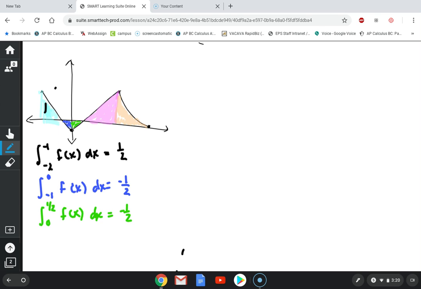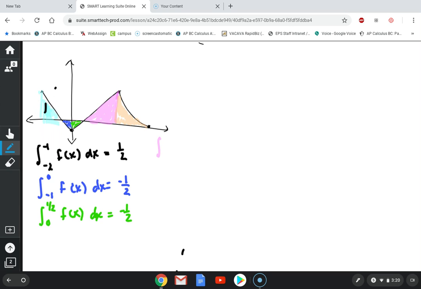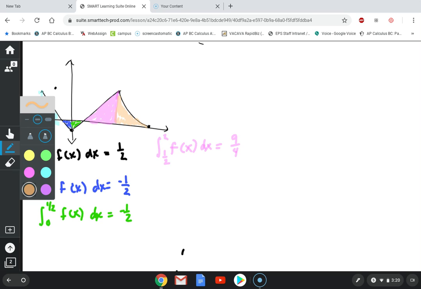And then moving on to the next portion, which is also a triangle. And now we've moved above the axis. So now we have the integral from 1/2 to 2 of f of x dx, and that is going to be 9/4, 1/2 base times height again. And now we have the orange piece, which is going to be part of that semicircle.